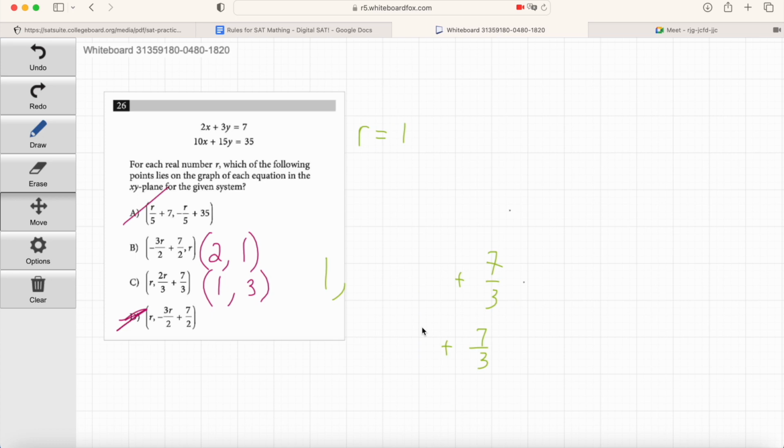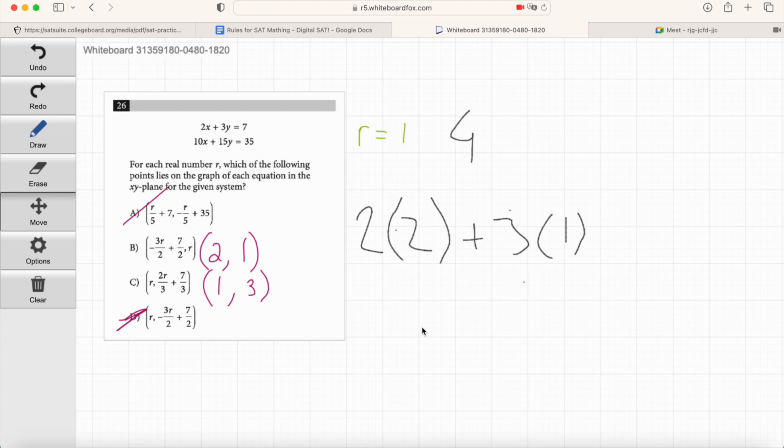Let's plug those X and Y values in. And let me see you do this. Plug those into the top equation. Let's see if those give us a true statement. Looking good. Looking very good. Yeah, 4 plus 3 equals 7. Oh, that works. That works. All right, so we'll keep B.